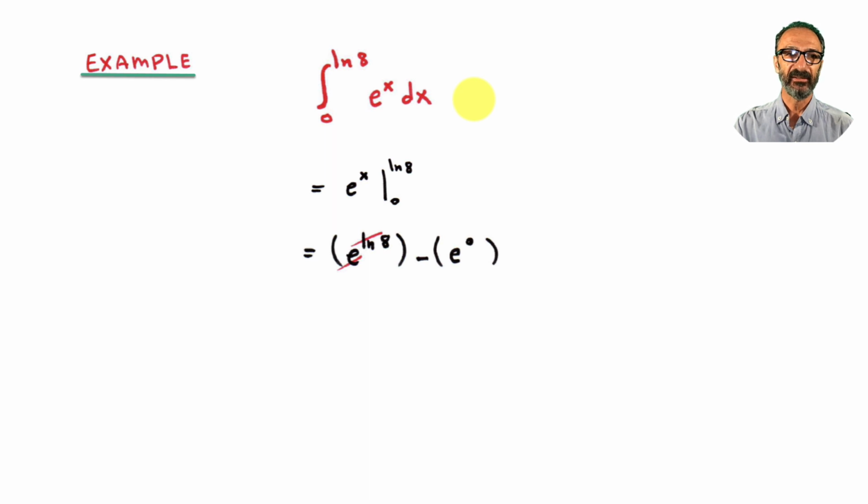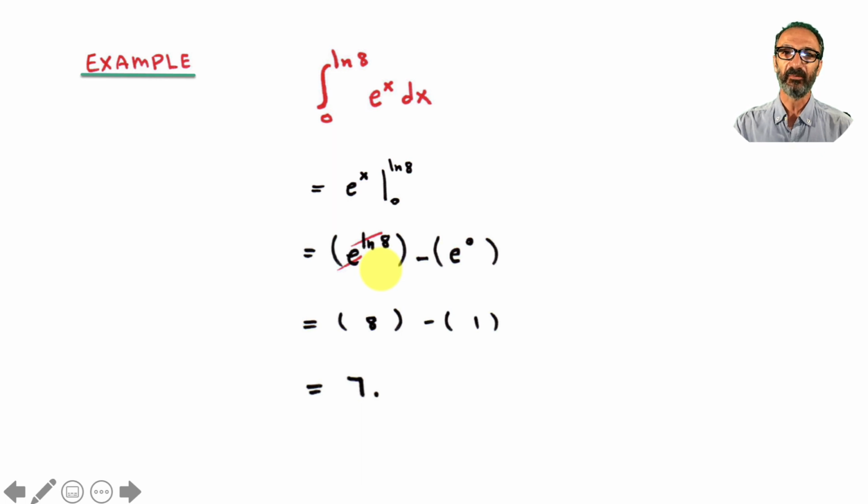Plug in ln 8 for x and plug in 0. E to the 0 is 1. Anything raised to the 0 is 1. E is the inverse of the natural log, so they cancel, and it will drop down by itself because you can't leave it up. Just kidding. So it's 8 minus 1, and the answer is 7. 7 is an even much better number than 9 earlier. I think if you choose between 7 and 9, you're going to pick 7.